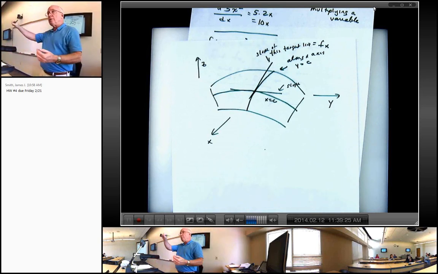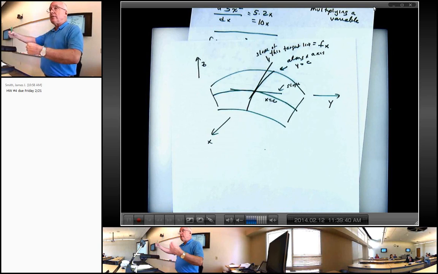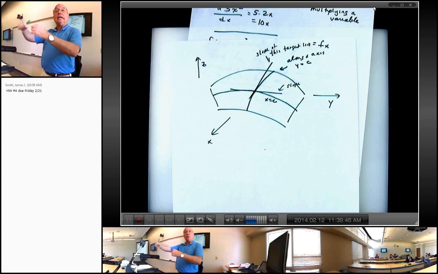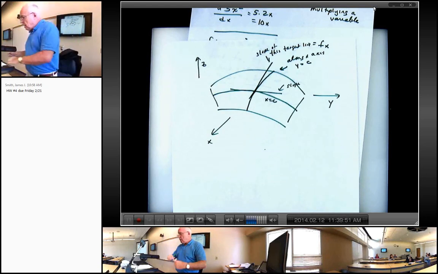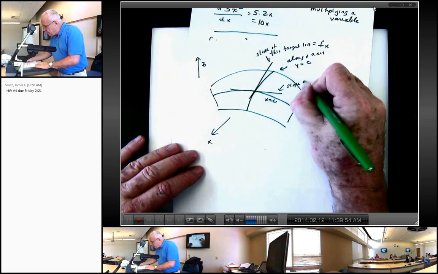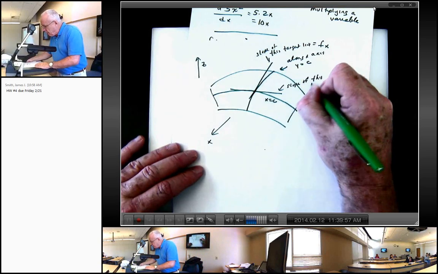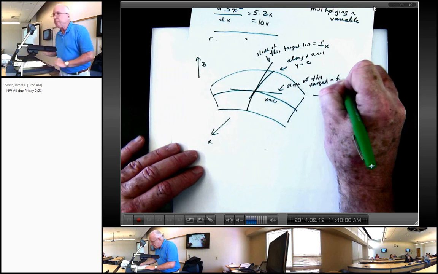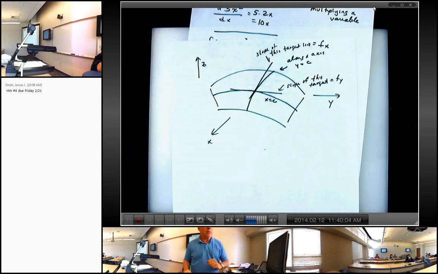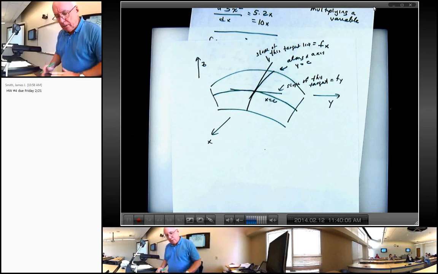if the slope in one direction is positive, that means the function along that direction is going up. But if the slope in the other direction is negative, the function is going down in that direction. So basically, these give us a lot of information about how the function is going up and going down in the two different directions of x and y. Therefore, the slope of this tangent is equal to fy.